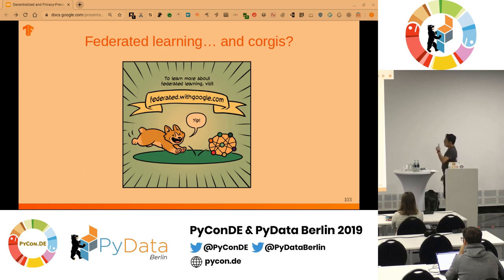One last point: there is a comic book that we published a few months back, federated with google.com. It's a very interesting, simple way of understanding what federated learning really is. But it's not just a comic book. If you go there and click on learn more, you will get a link to the key papers published across the board, not just by us, which helped shape federated learning and federated computations.